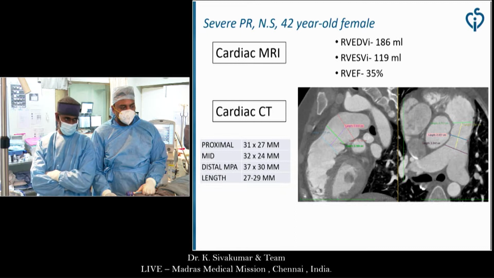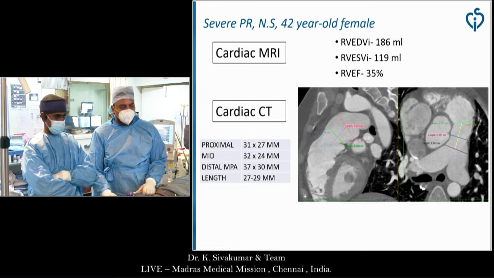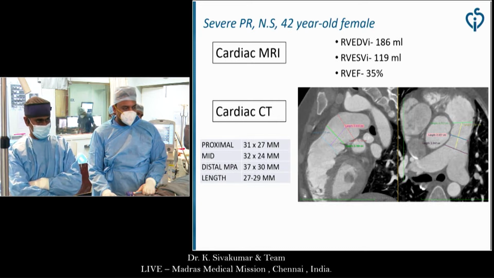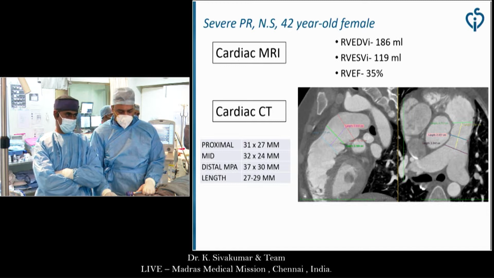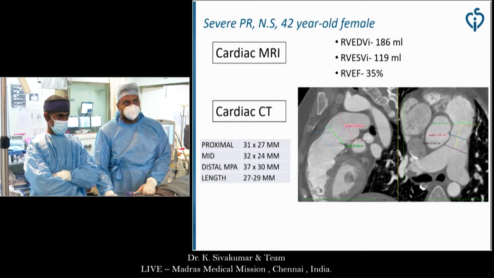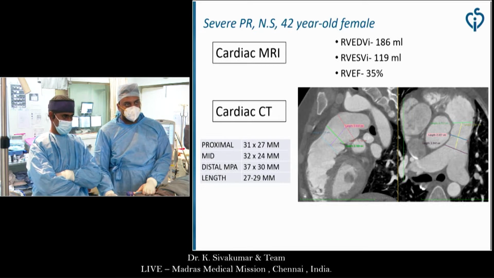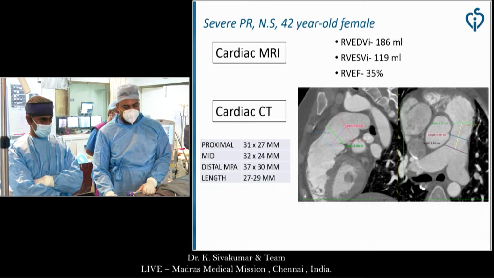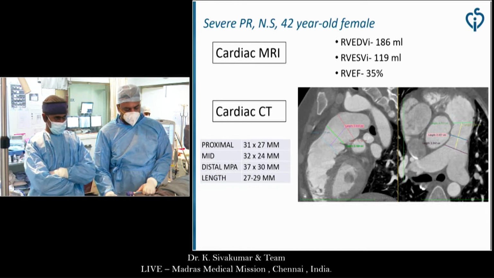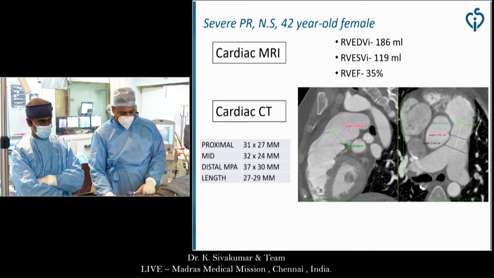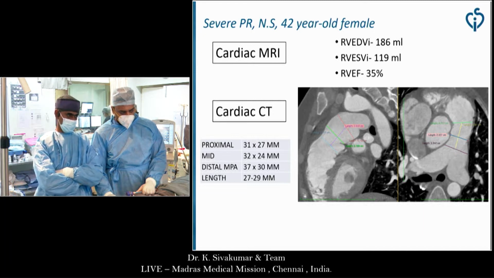In terms of the MRI, the patient has an end-diastolic volume index of 186, more than 160. Ejection fraction is decreased to 35%. Cardiac CT shows the maximum diameter in the proximal part is 31 millimeter, the mid part is slightly larger than the proximal, and the distal largest diameter is about 37, and the length is 27 to 29 millimeters from cardiac CT.